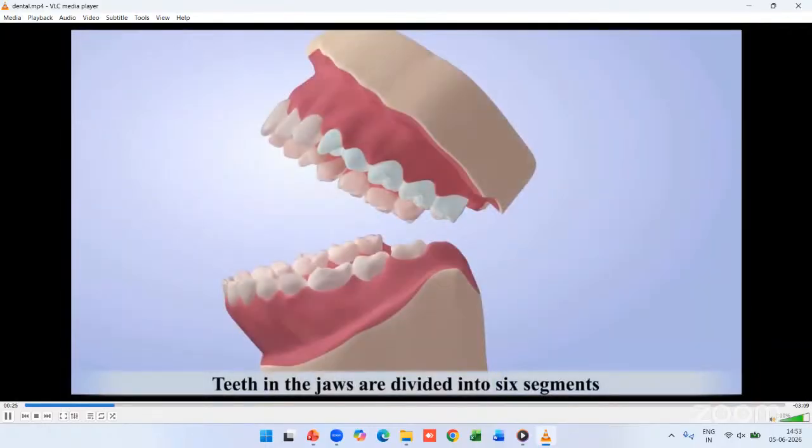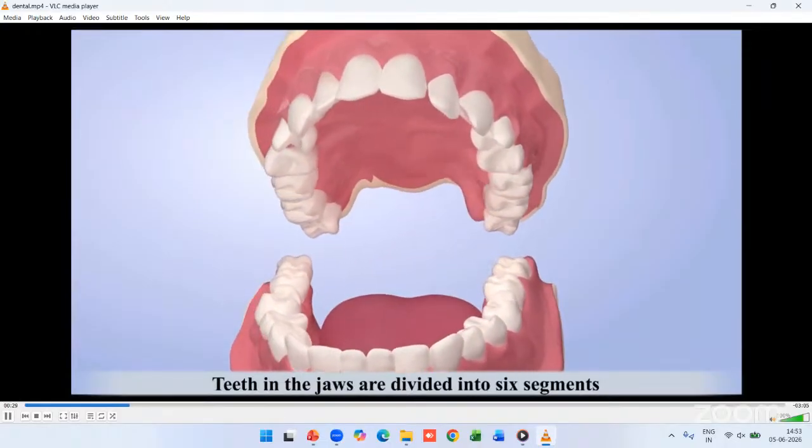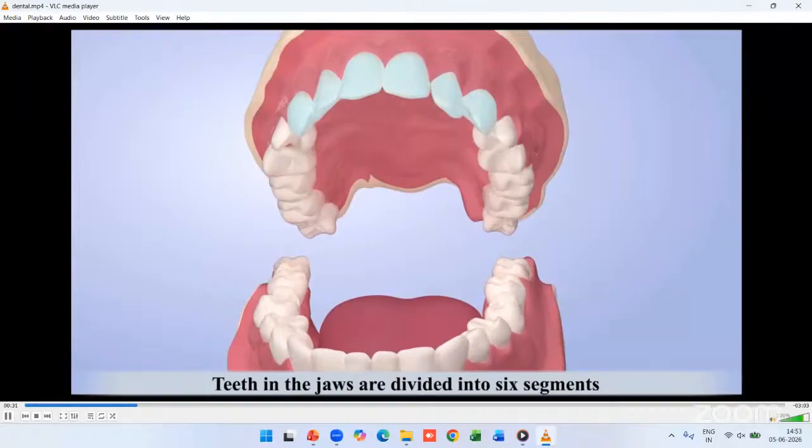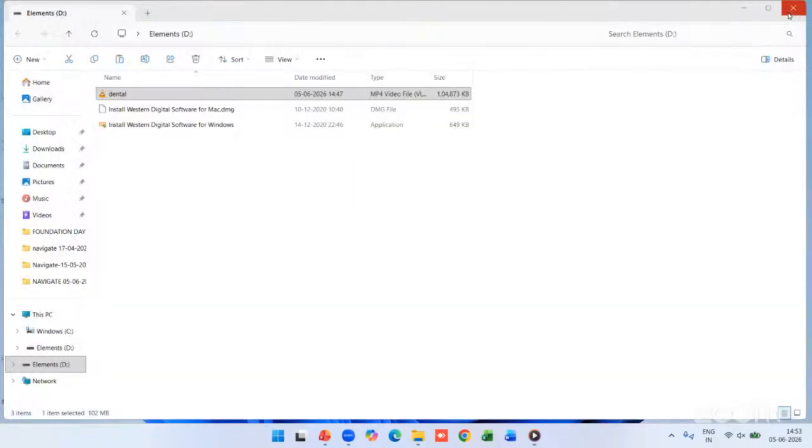Proper brushing of teeth is an important part of dental care routine. It includes selecting a right kind of a brush and frequency of brushing. Clean the outer surface of the upper jaw, front teeth, and the other side.